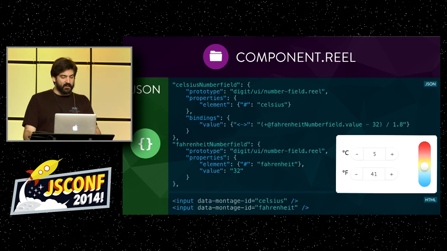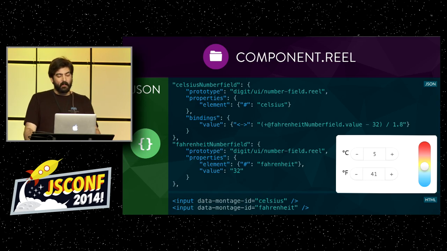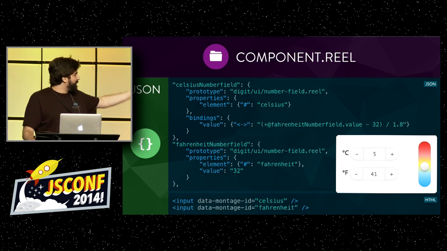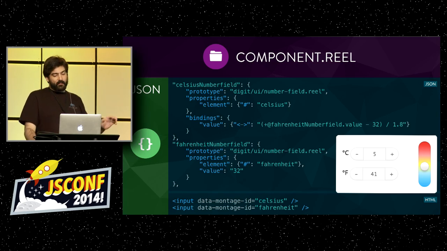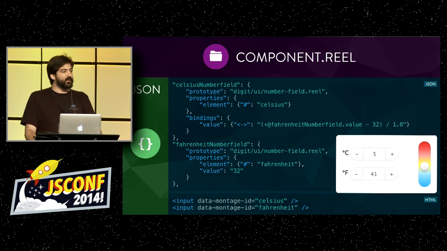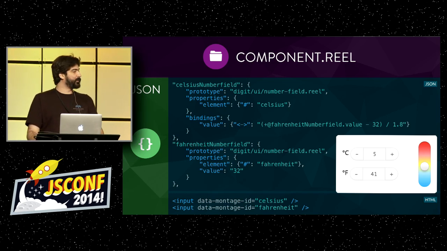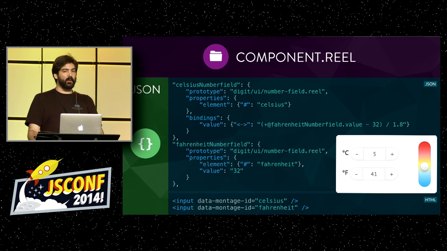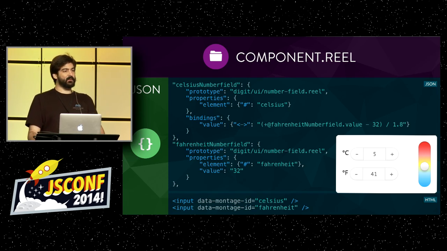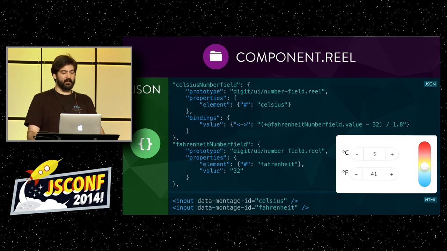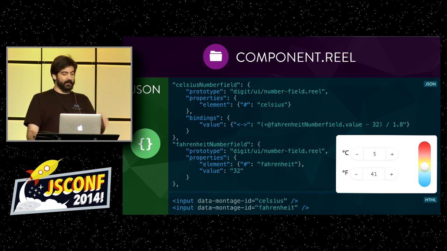Okay, so here's what a component declaration looks like, that JSON that you see at the top. And then at the bottom, what you see is the HTML that corresponds with it. This is from a simple application that does temperature conversion. You have a Celsius number field and a Fahrenheit number field. And when you put a value in one, you'll get the equivalent value in the other field. And there's no JavaScript code at all behind this. It's done entirely with data bindings and a component declaration.